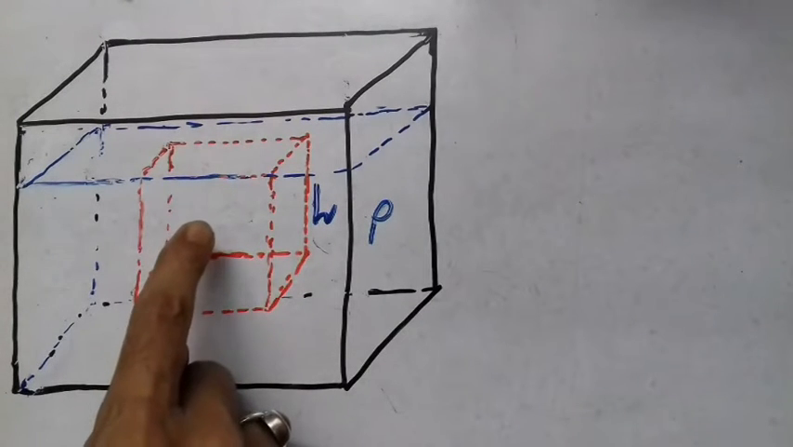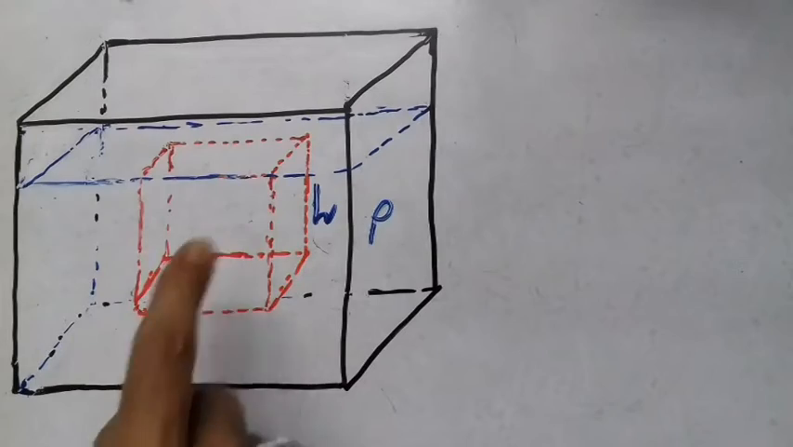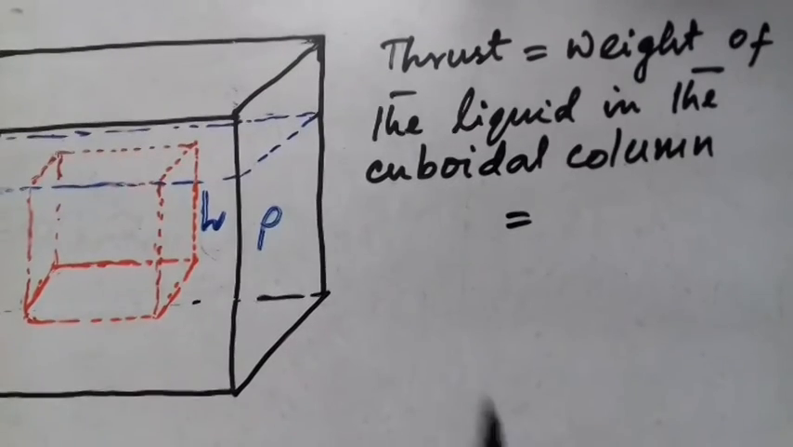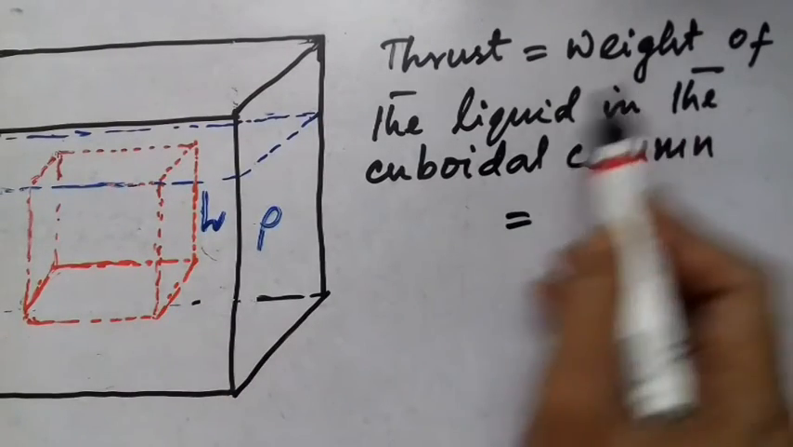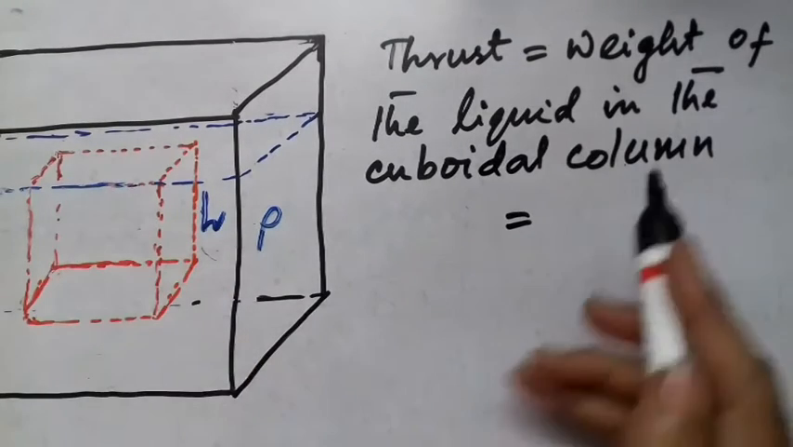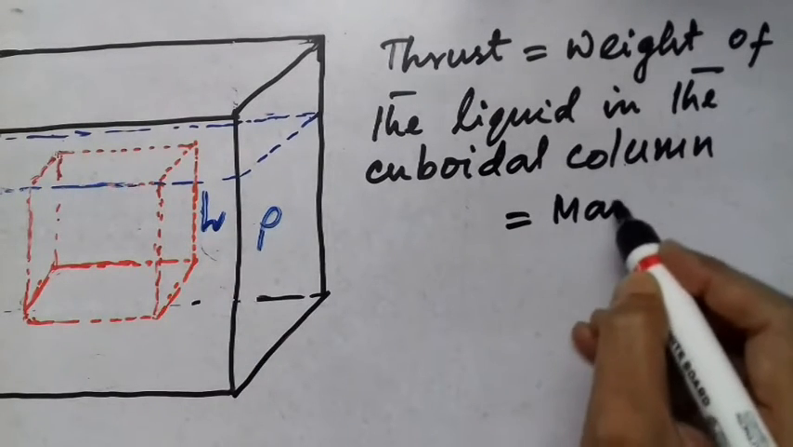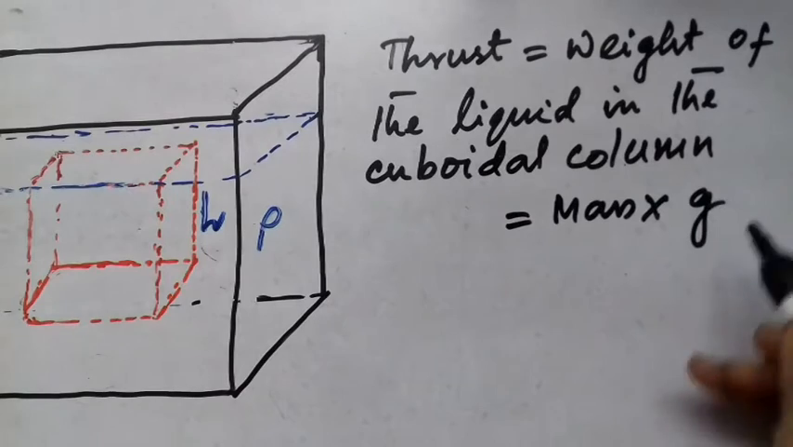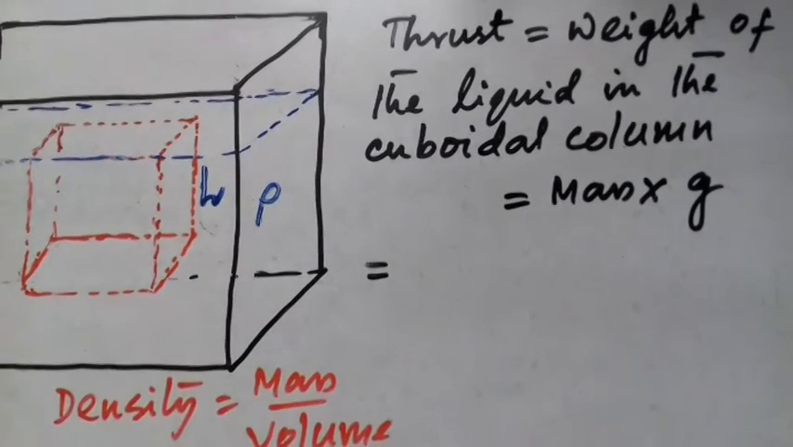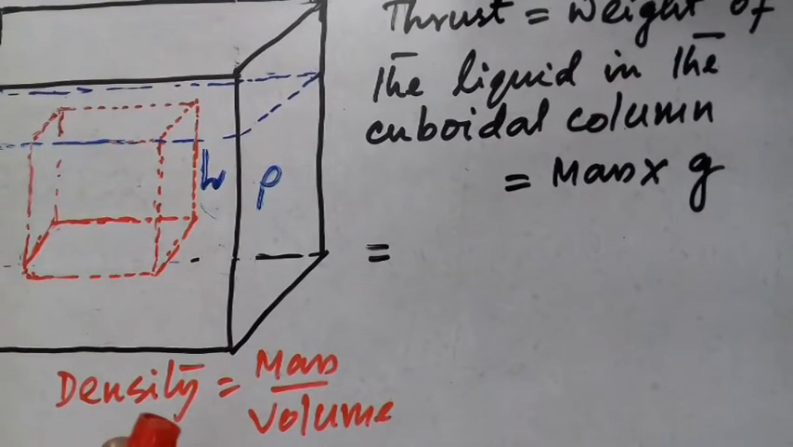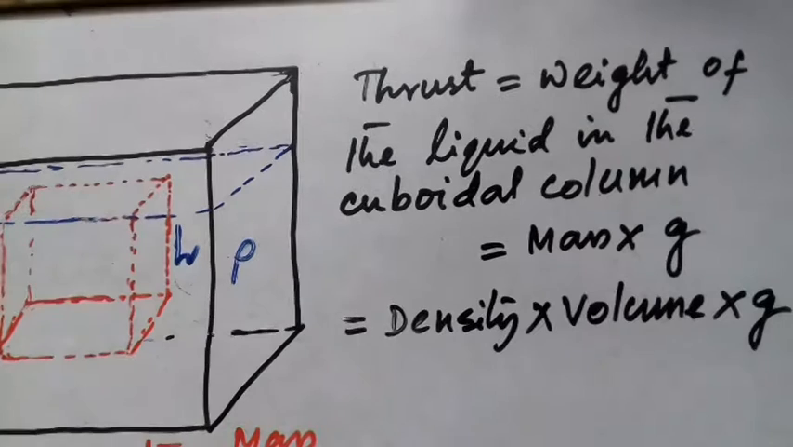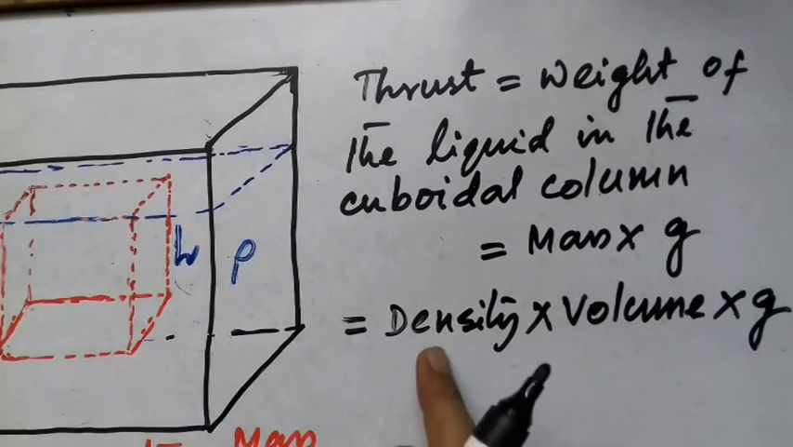Now let us write the thrust exerted by this cuboidal column. So that thrust on this surface is the weight of the liquid in the cuboidal column, and that is equal to mass of that column multiplied by g, acceleration due to gravity. We know density of any substance is equal to mass by volume. Therefore mass is equal to density into volume. We will replace mass by density multiplied by volume. Mass is equal to density into volume multiplied by g.